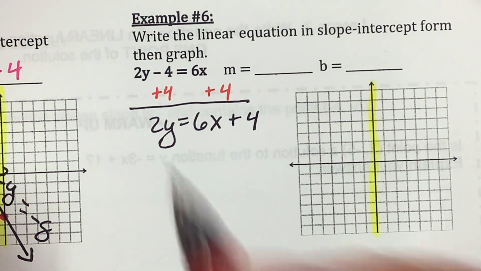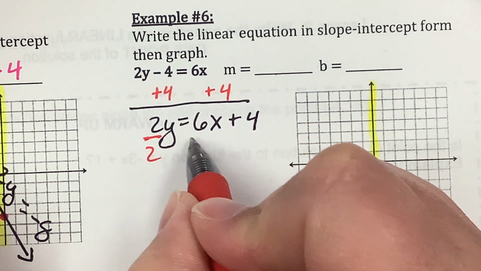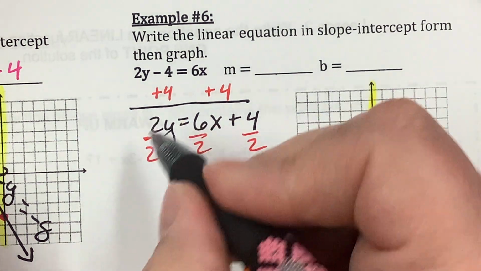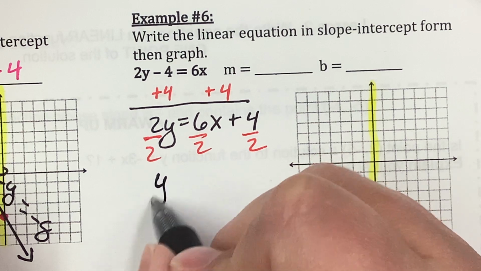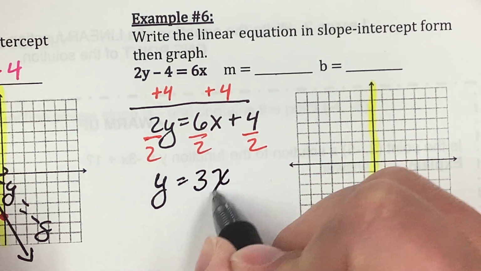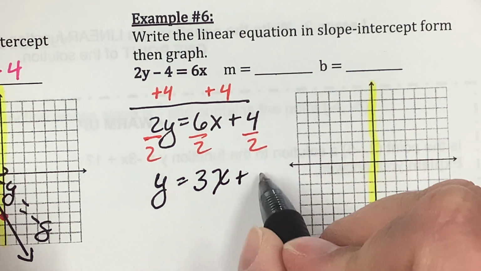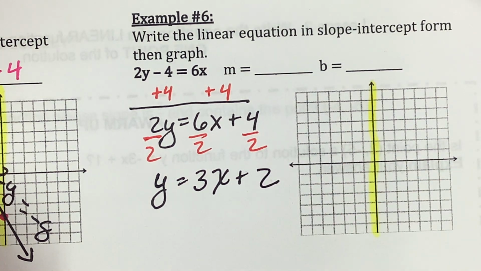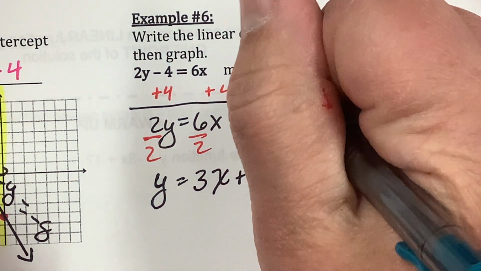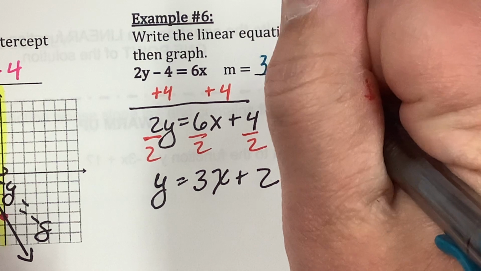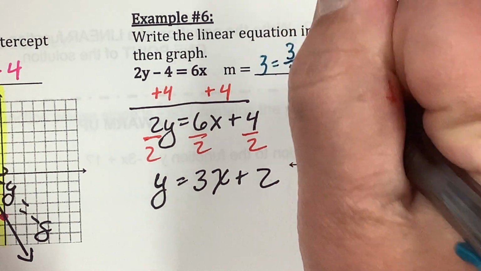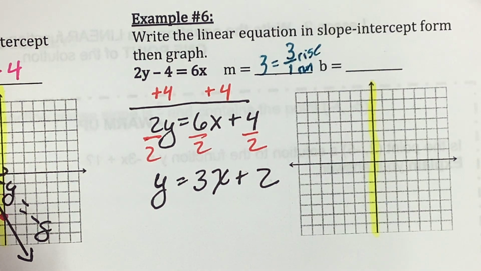Now, I'm dividing by the coefficient of y. Divide by 2, divide by 2, divide by 2. 2 divided by 2, y equals 6 divided by 2 is 3x plus 4 divided by 2 is 2. So my slope, my m, is +3. And what does that mean? I'm going to rise over run. I'm going to rise 3, run 1.